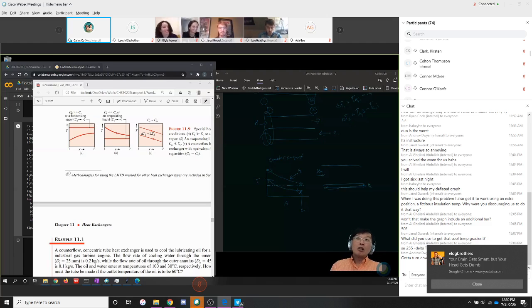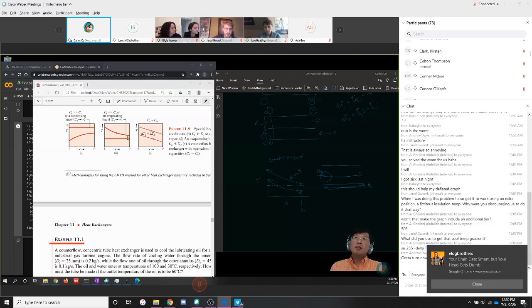So in this situation, you have such a massive flow of the hot stream that its temperature, because notice C_H, that is a heat capacity rate. So it is the heat capacity multiplied by the mass flow rate of the hot stream. If that's much bigger than the heat capacity rate of the cold stream, then the temperature of the hot stream barely changes.